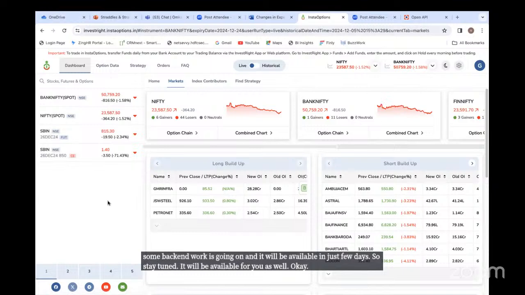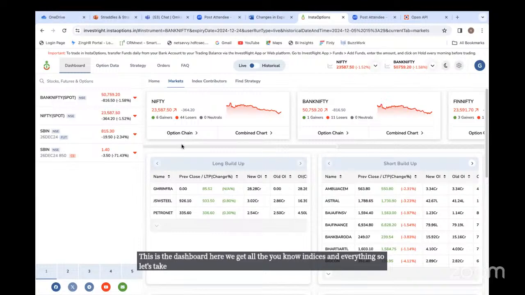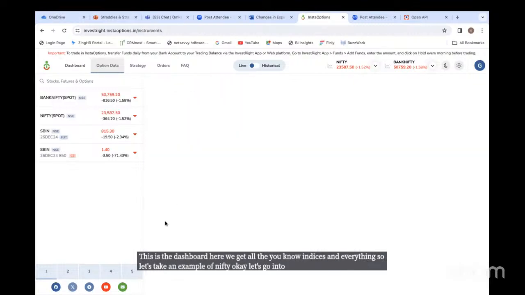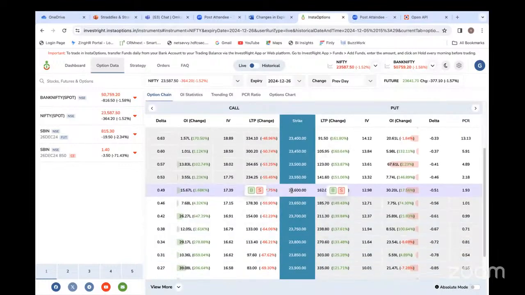Now, this is the dashboard. Here we get all the indices and everything. So let's take an example of Nifty. Let's go into the option chain. Let's assume we have to create straddles and strangles in Nifty. How do we create them, or how do we execute the strategies? As of now, we have understood the concept of the strategy, but how do we execute them?